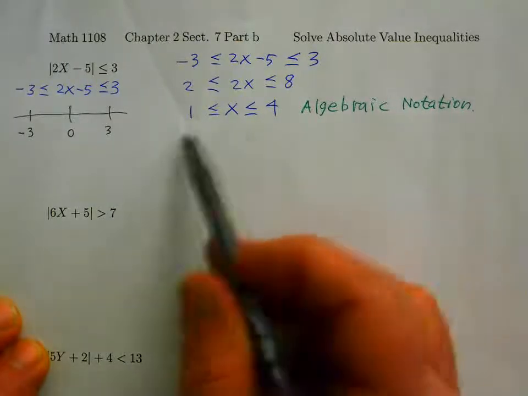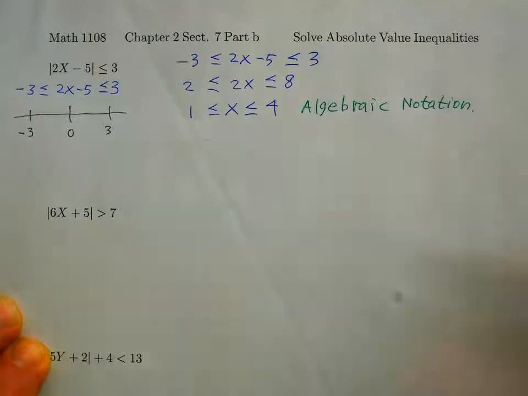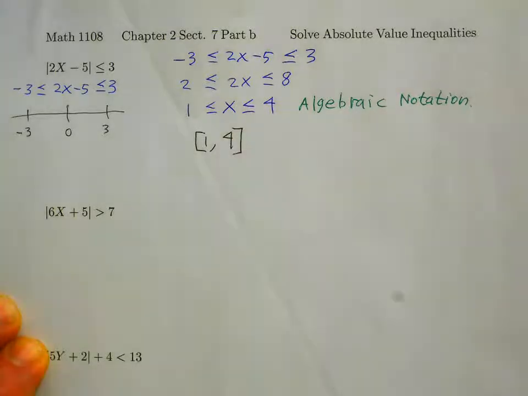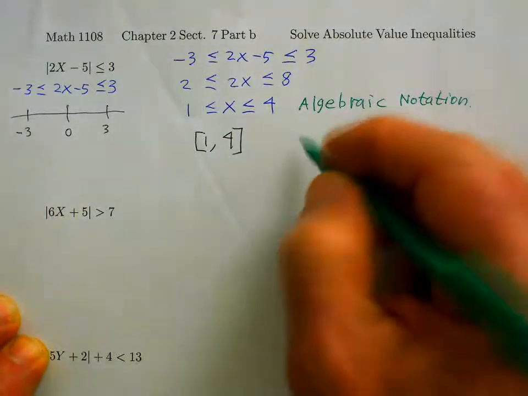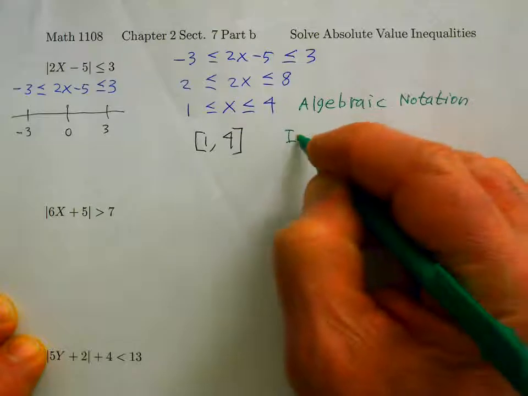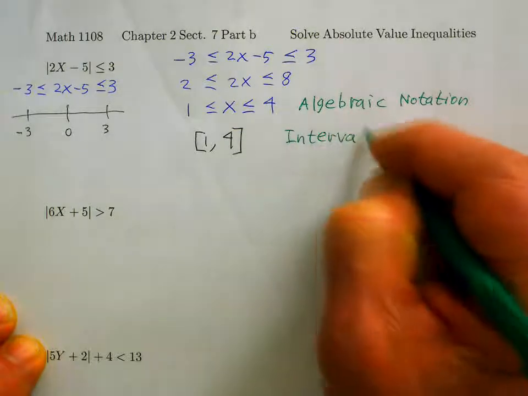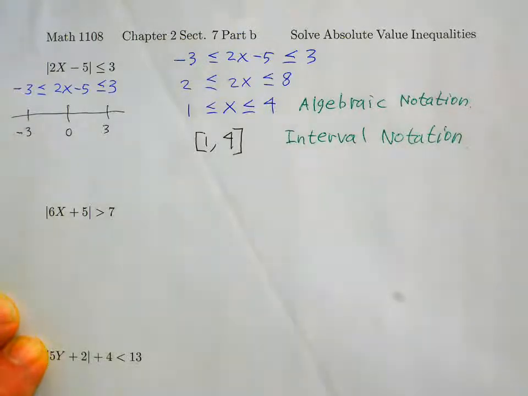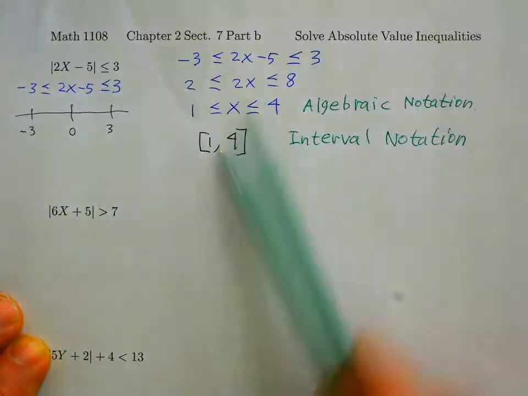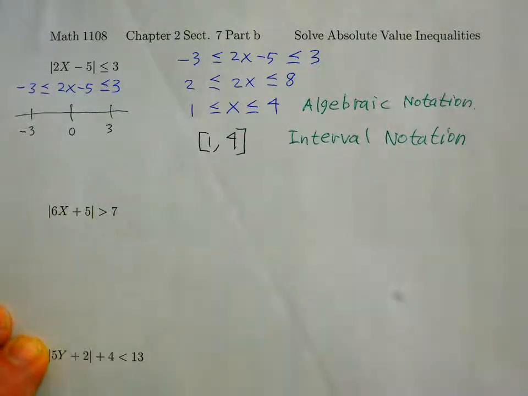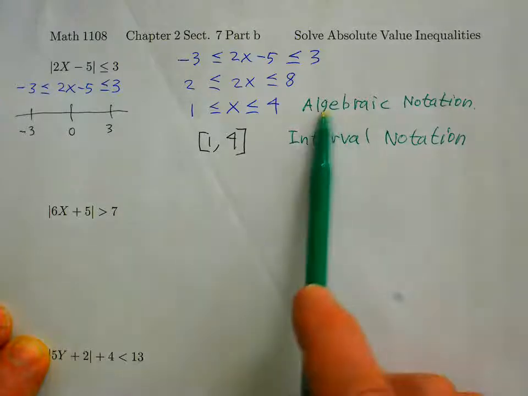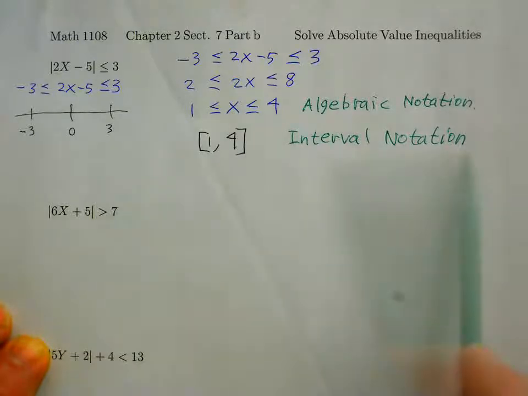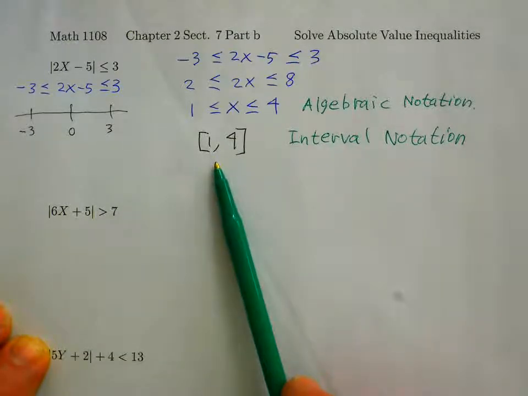The same set in interval notation is bracket 1 comma 4 bracket. This is the interval notation for the exact same set of numbers. So these 2 sets of numbers are the exact same set, just 2 different notations. The algebraic notation involves the variable, x in this case. The interval notation doesn't involve the variable.